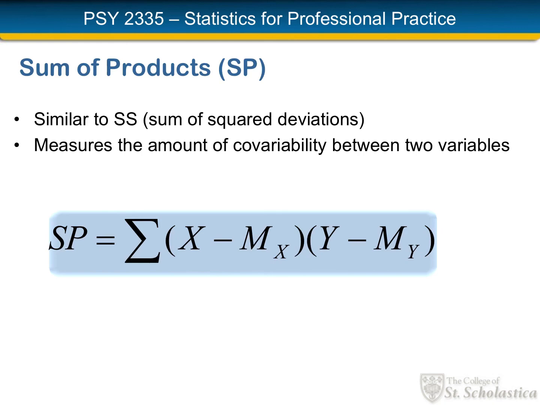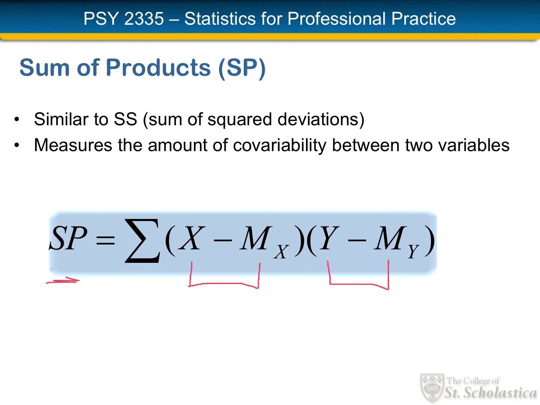The equation for the numerator is often called SP, or the sum of the cross products. It's similar to the sum of squared deviations from the mean that we've seen before, but rather than having one variable, we have two variables. So instead of squaring deviations from one mean, we take each point and take its x value and find its deviation from the mean for x, and then we take its y value and find its deviation from the mean value for y, and we multiply those two things together.